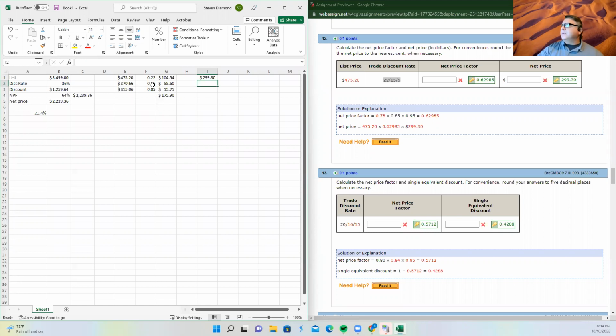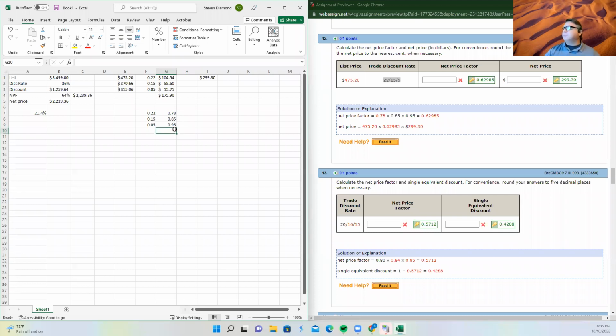This does not equal 42%, and we're going to see why in just a moment. So our net price factor on this is going to be 100% minus that percentage. I'm going to do it for all three of these. So if they're discounting it this much, our net price factor is going to be 78%, 85%, 95%.